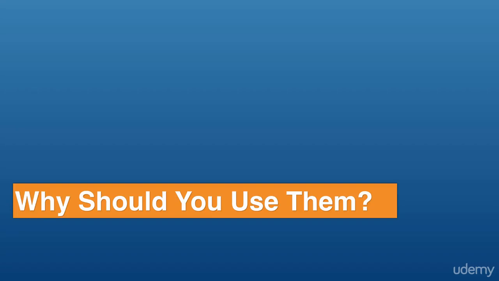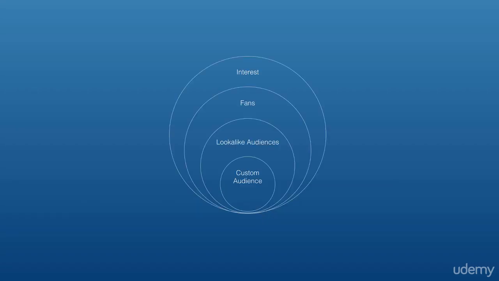Why should you actually use custom audiences? Well, if we take a look at the targeting methods that are available within Facebook, you can see that there are 4 different ones. Let's get started with the interest targeting. The interest targeting is pretty broad, but it's really great if you're just starting out. You can basically target people who are interested in things that are related to you or your niche market or the products and services you're trying to sell.